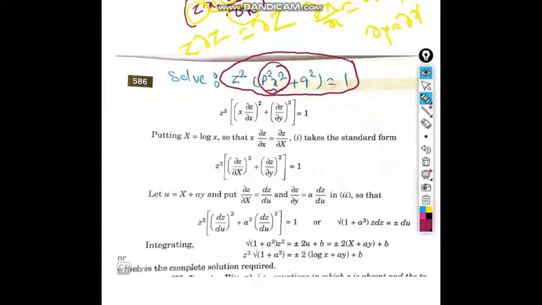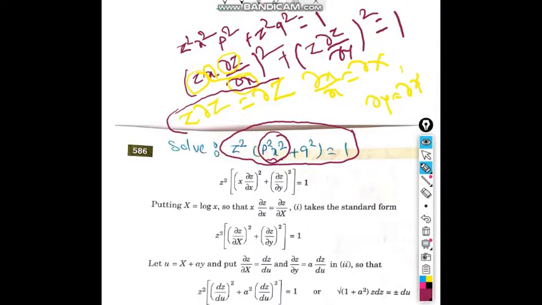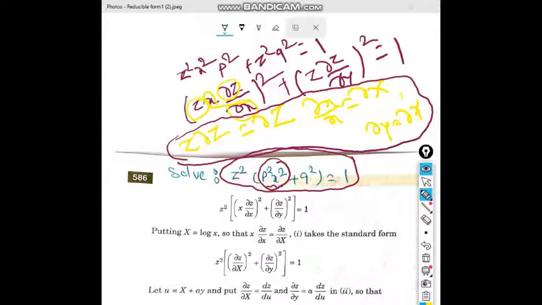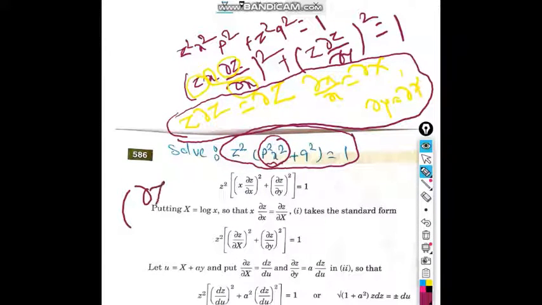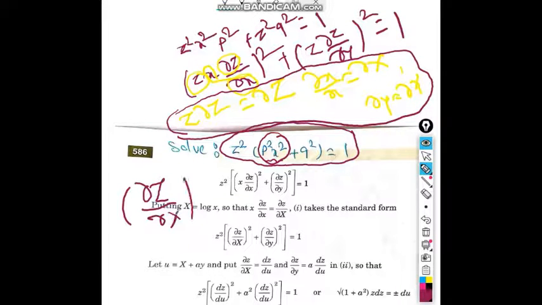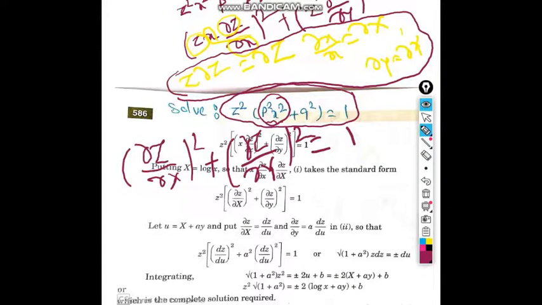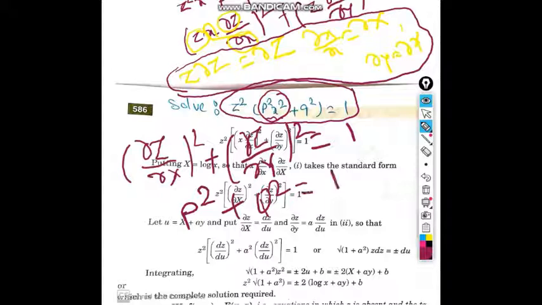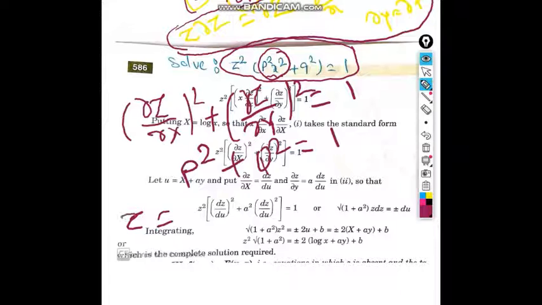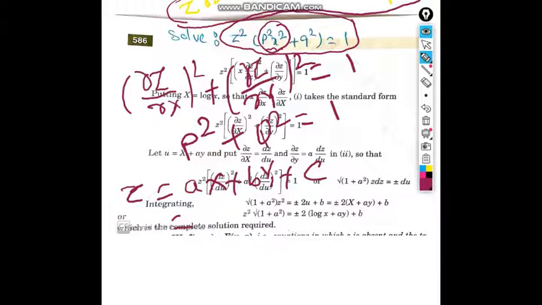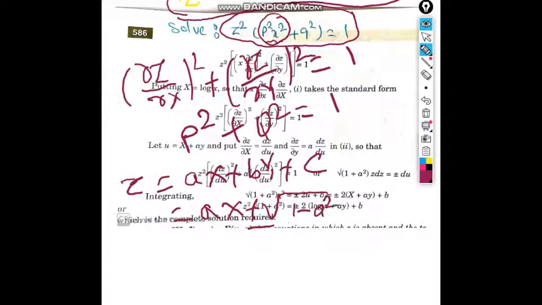Now, by the substitution, dou z is equal to dou capital Z, the equation becomes: dou capital Z by dou capital X, bracket square, plus dou capital Z by dou capital Y, bracket square, is equal to 1. So again it is converted into p square plus q square equal to 1. So we have converted it into pq form. So the solution will be capital Z is equal to a capital X plus b capital Y plus c. Here, we take b as plus or minus root of 1 minus a square, so Z equals a capital X plus or minus root of 1 minus a square, times capital Y, plus c.